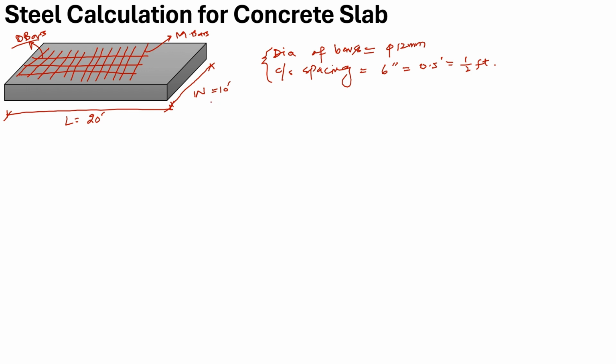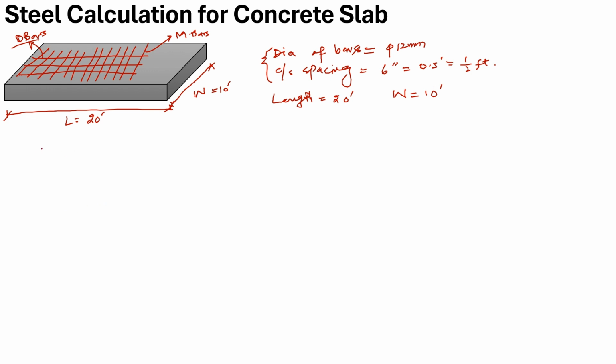Now we will determine how many bars are required in the longitudinal direction and how many bars are required along the transverse direction, or you can say how many bars are required as main bars and how many bars are required as distribution bars. For this you must know the length of the slab, which is equal to 20 feet, and the width of the slab, which is equal to 10 feet in our case.